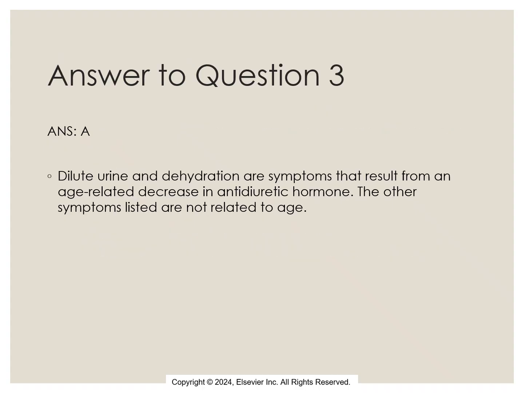The answer to this question is A as in alpha. Dilute urine and dehydration are symptoms that result from an age-related decrease in antidiuretic hormone. The other symptoms listed are not related to age.